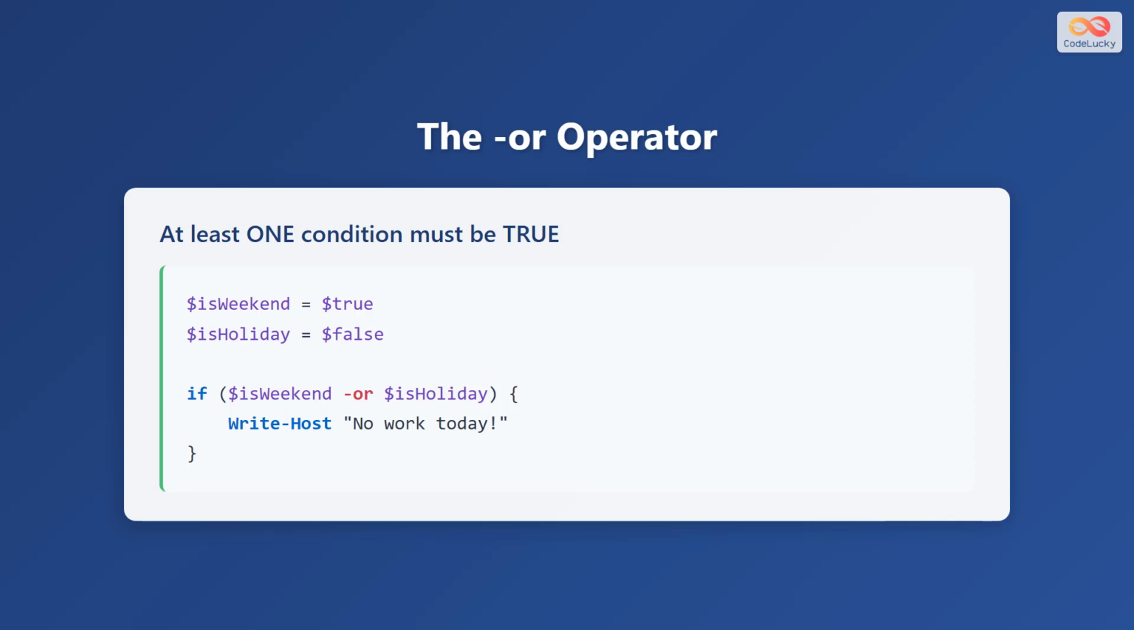The -or operator works differently. It returns true if at least one of the conditions is true. Here, we have isWeekend set to true and isHoliday set to false. The if statement checks whether it's a weekend or a holiday. Since isWeekend is true, the entire condition evaluates to true, and the message "no work today" will be displayed. Even though isHoliday is false, the -or operator only needs one true condition to proceed. This operator is perfect when you have multiple acceptable conditions, and any one of them should trigger your code.